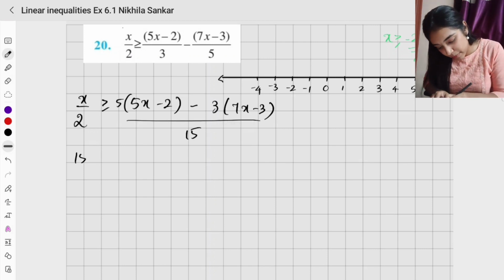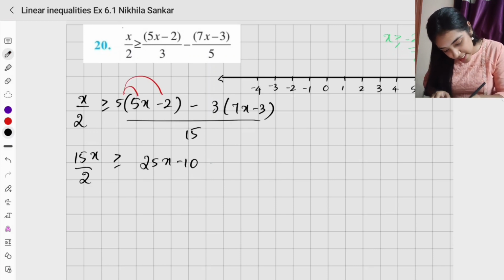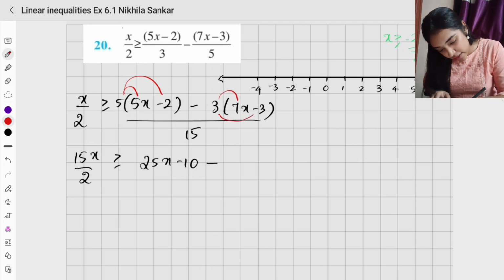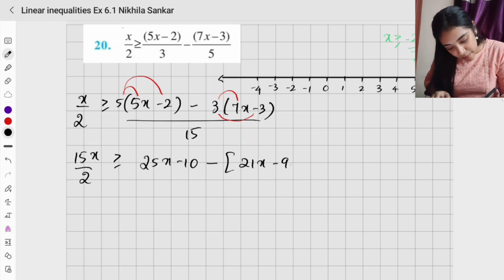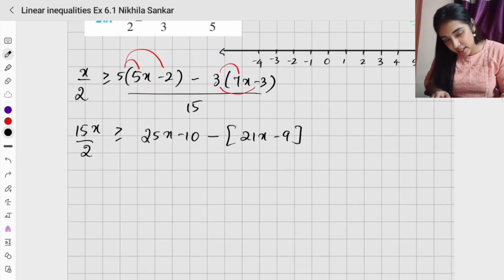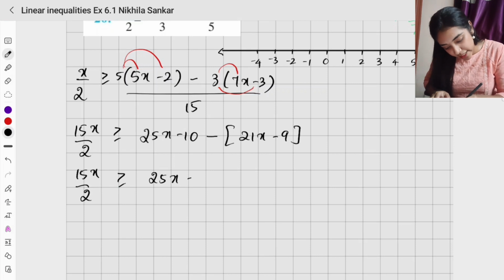Okay. So இப்போ இந்த இடத்துல cross multiply பண்ணா I'll have 15x divided by 2 greater than or equal to first இதை multiply பண்றேன் 5 into 5x, 5 into minus 2. So I have 25x minus 10 minus, I'm going to multiply 3 into 7x, 3 into minus 3. So I'm going to open a bracket. Minus இருக்கிறதுனால I'm opening a bracket. So I have 21x minus 9 the whole divided by 15 கிடையாது ஏன்னா 15 multiply பண்ணியாச்சு. Now I have 15x divided by 2 greater than or equal to 25x minus 10.